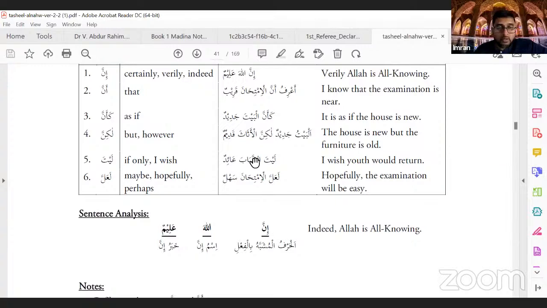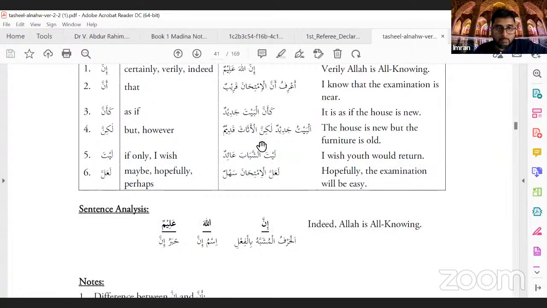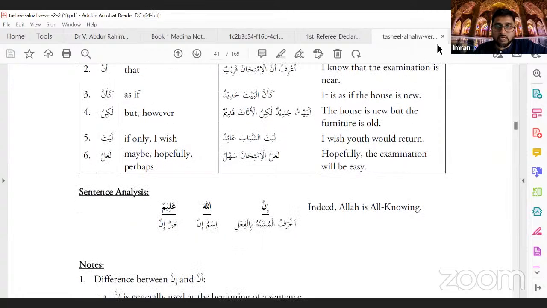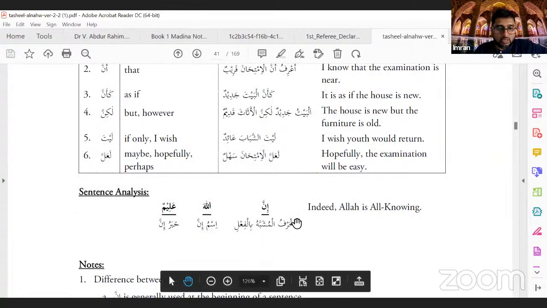Excellent. So you see here now number 4, al-baytu jadidun. Al-baytu jadidun is mubtada and khabar. And then lakinna, however, lakinna al-athatha is the ism of lakinna, and qadimun is the khabar. Is that clear?